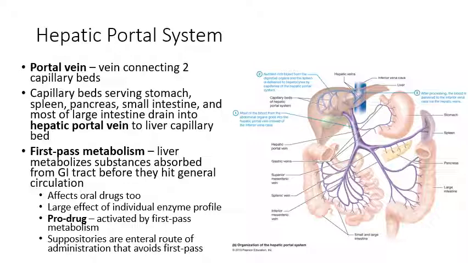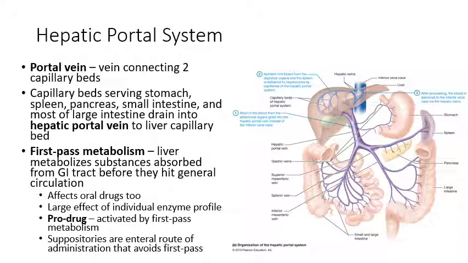So when blood is flowing through the stomach or through the intestines, it's going to be picking up food or other substances that you've absorbed, that you've eaten. Anything that's being absorbed across the wall of the intestine into your blood is going to end up in the blood in those capillaries. Those capillaries drain into the hepatic portal vein, and that carries the blood with all of those absorbed substances to the liver, where it enters another capillary bed, the hepatic capillary beds. And then after that, it's going to drain into another vein and be returned to the heart.